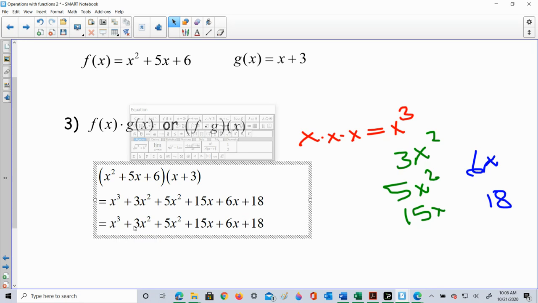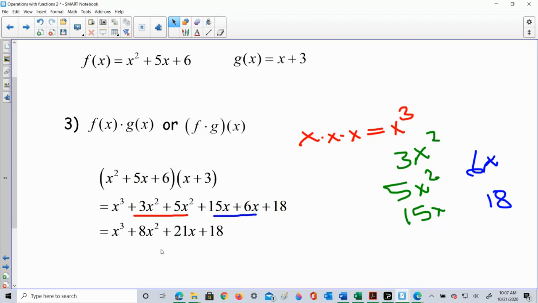So 5 plus 3 is 8x squared. I don't have any other x squareds, so I can get rid of that. 15 plus 6 is 21x. So the 6x is now gone. Plus 18. And this down here, ladies and gentlemen, would be your final answer with multiplying.